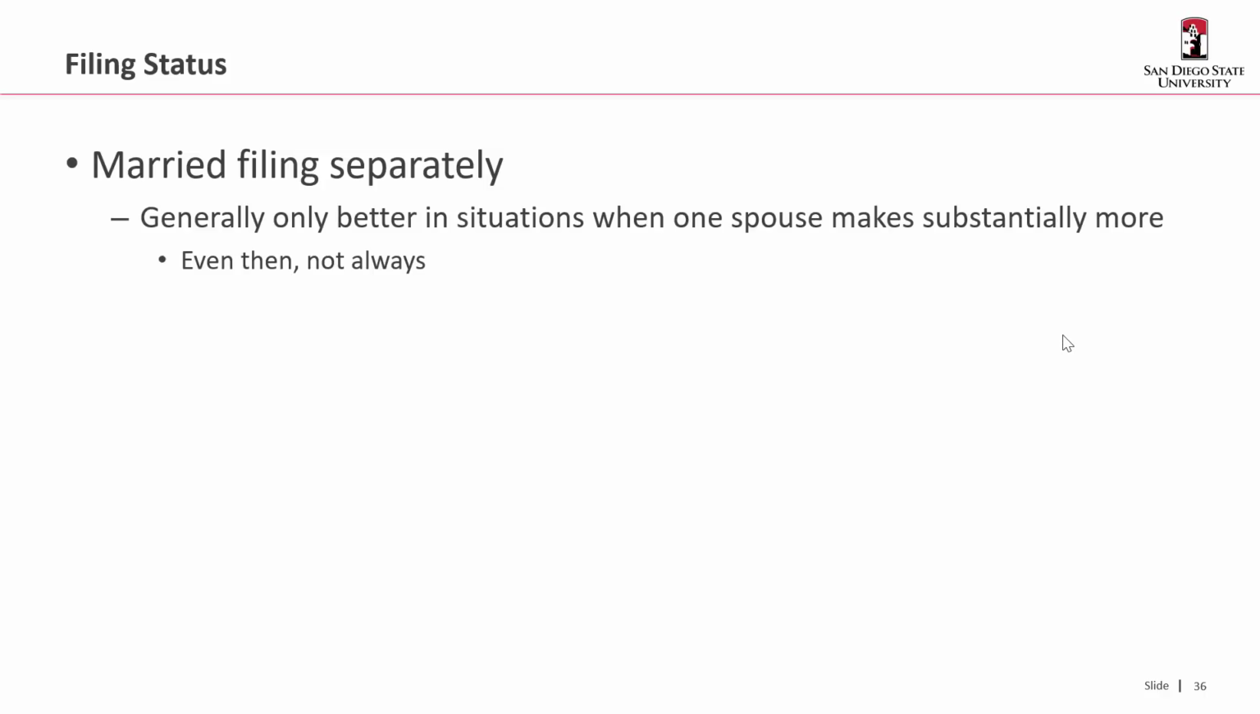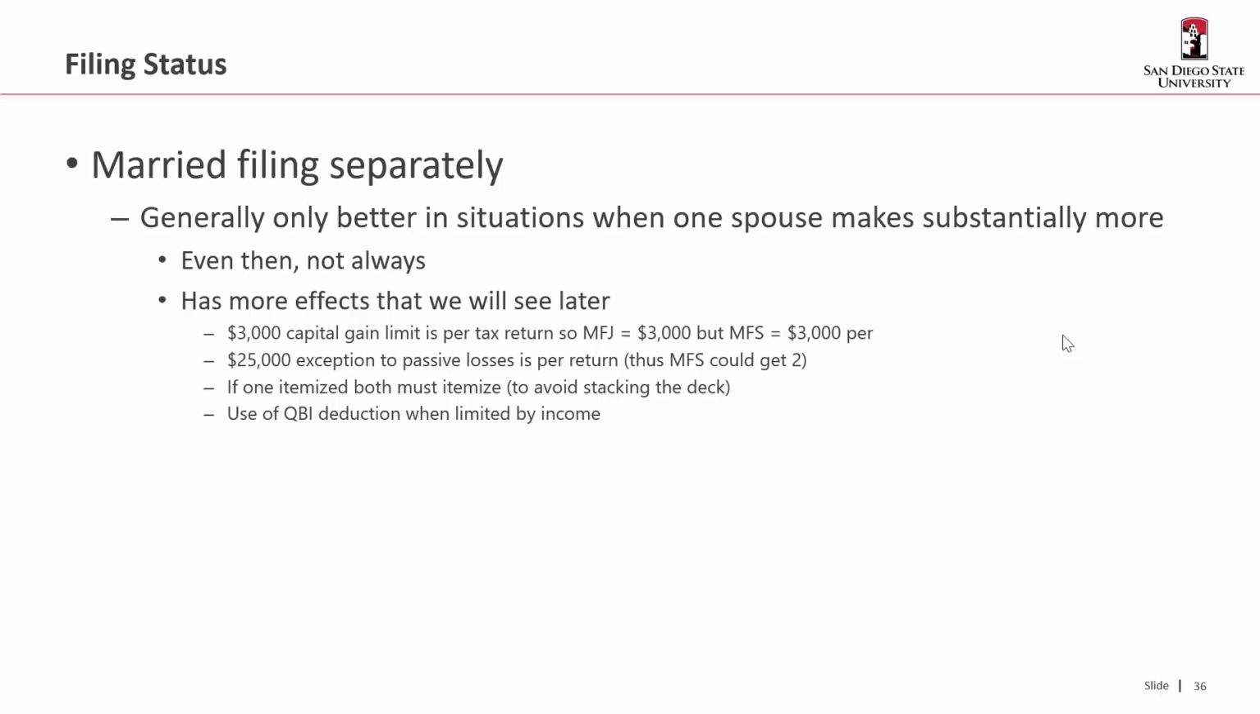Married filing separately is a little bit of the outcast category. It's generally only better in situations when one spouse makes substantially more. So think of it like Bill Gates and Bill Gates' non-working spouse kind of situation. But even then, it still may not be better. It may not be better to choose to file separately.